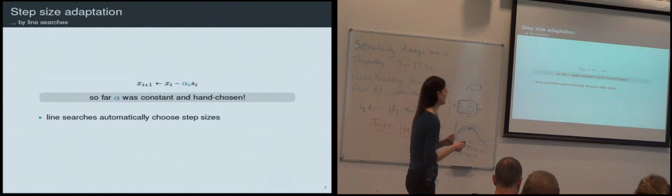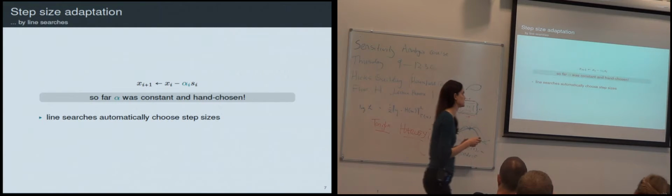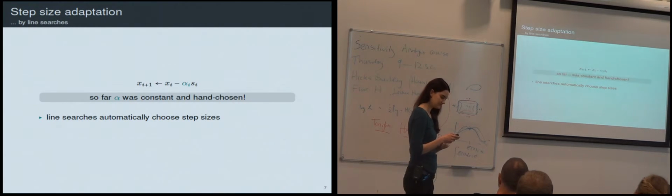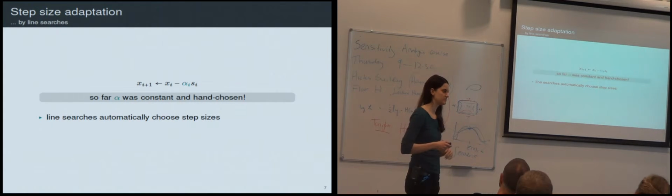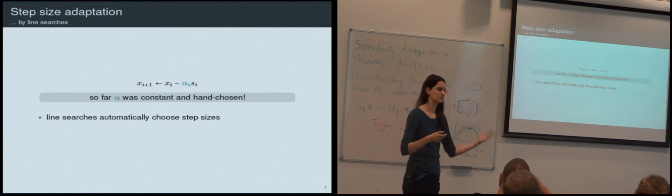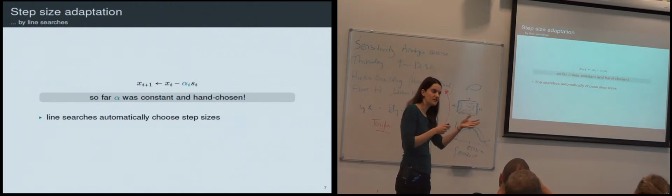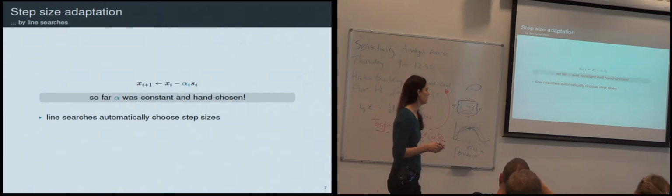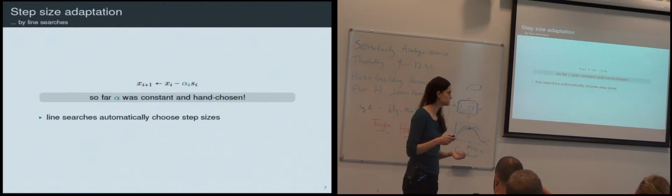Okay, cool. So what I've shown you, alpha was constant and hand chosen. And now we normally don't want to do this because we just want to press a button and run our optimizer, and we don't want to be concerned about setting parameters. So it would be great if there was some little algorithm inside of the loop that would do that automatically. And it turns out that it already exists. And these things are called line searches.